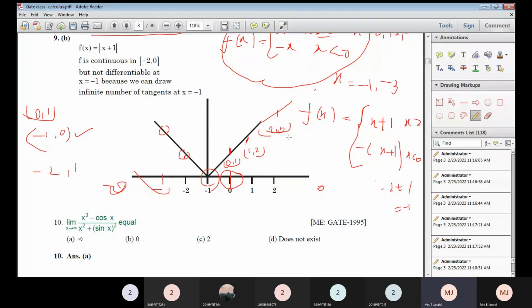Okay. Now here there is no break. So clearly this function f is continuous, there is no discontinuity. Therefore f is continuous at minus 2 comma 0. And anyway, it is not differentiable at x equal to minus 1, because we can draw an infinite number of tangents at x equal to minus 1. That's why it is not differentiable.